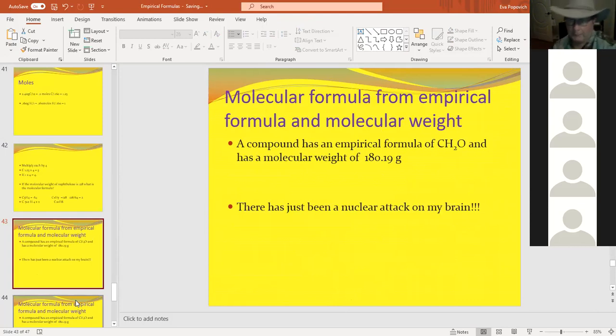Systematically, if we're trying to find molecular formulas when we're given the empirical formula and the molecular weight, we're given the part that is the smallest ratio. If we find the weight of the empirical formula, we can divide the molecular weight by the empirical formula weight. That will give us a whole number. We then multiply each of the subscripts in the empirical formula by that whole number.